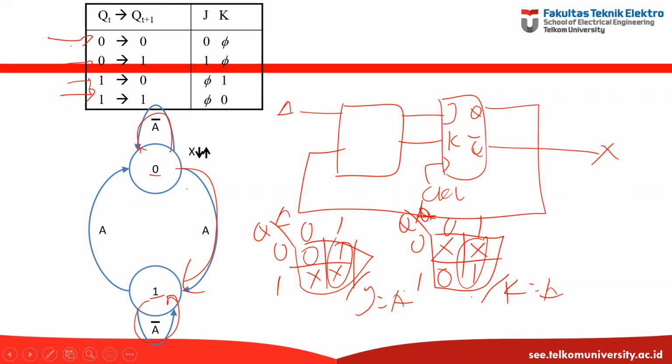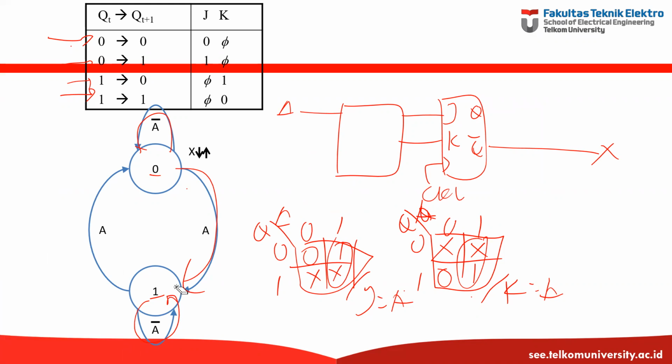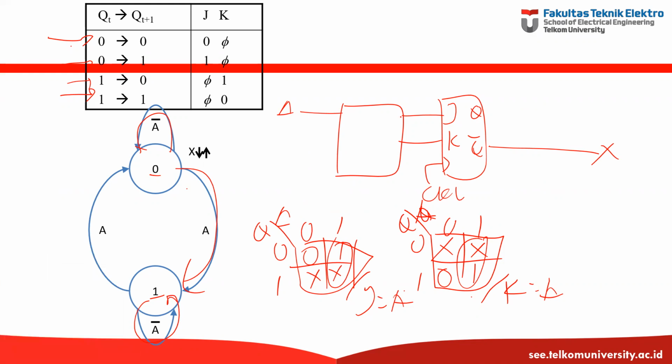So there will be no feedback in here. However, we can just directly connect A to J and also A to K. That's it. This is the implementation of the FSM from this state diagram using JK flip-flop.